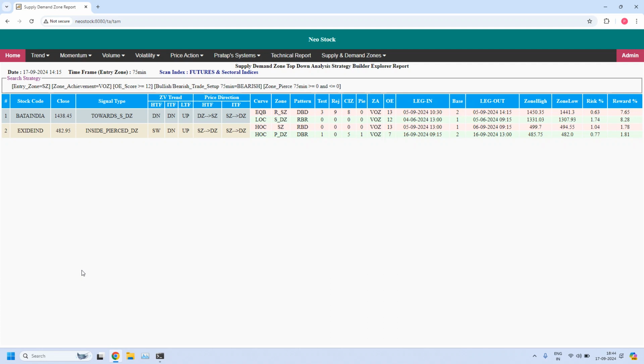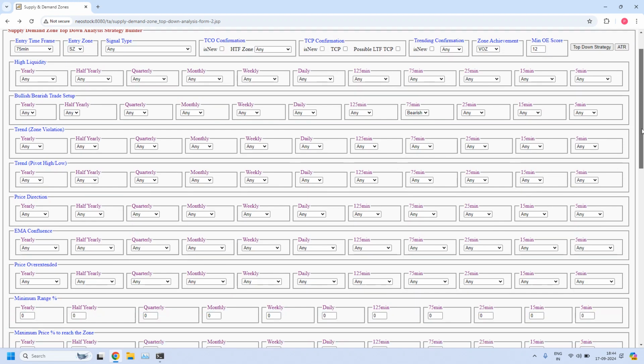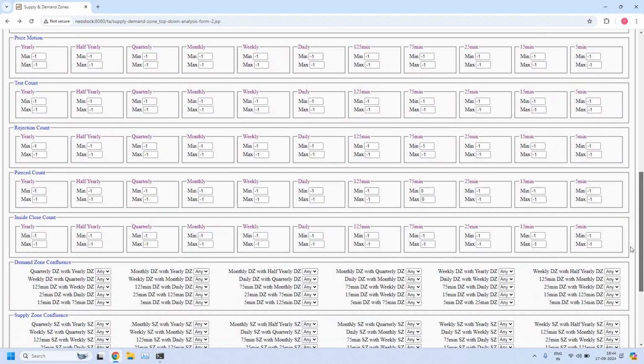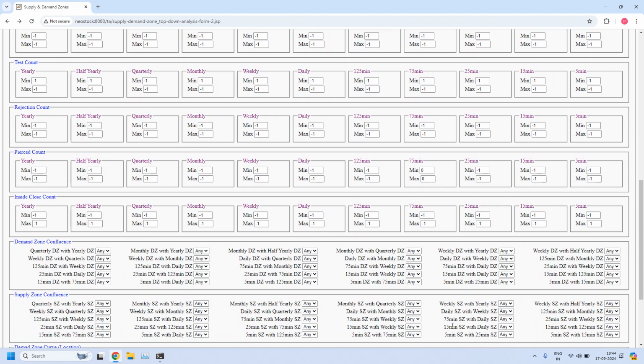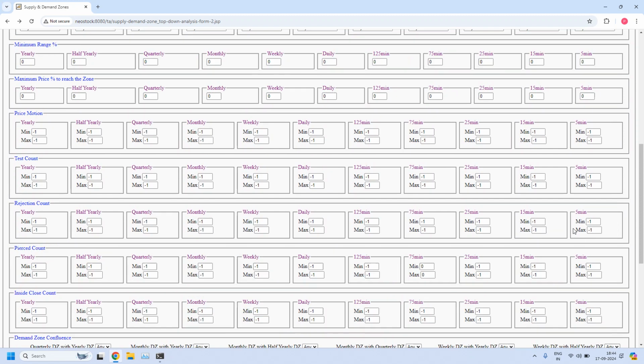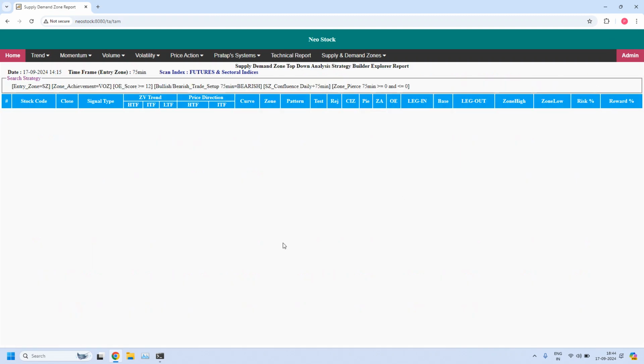Now let's verify, out of these 2, how many are having ITF confluence. That is 75 minute zone and daily zone confluence, supply zone confluence. So in the 75 minute supply zone with the daily supply zone confluence, I am enabling the filter. Now let's verify. So none of the stocks are having ITF confluence. That means they also won't be having HTF confluence. That is LTF, ITF, HTF confluence also won't be there.